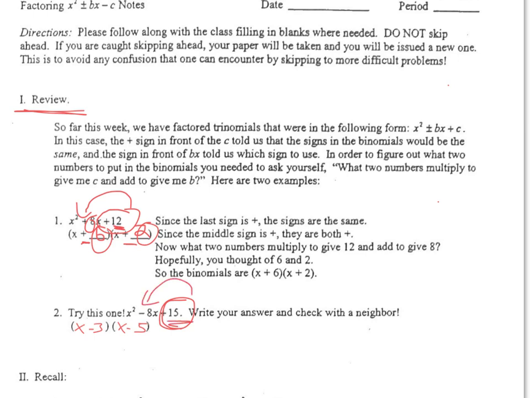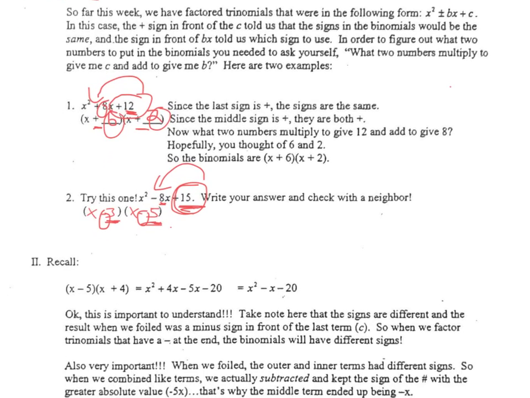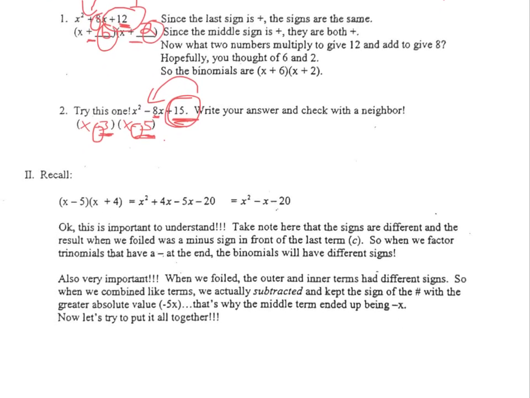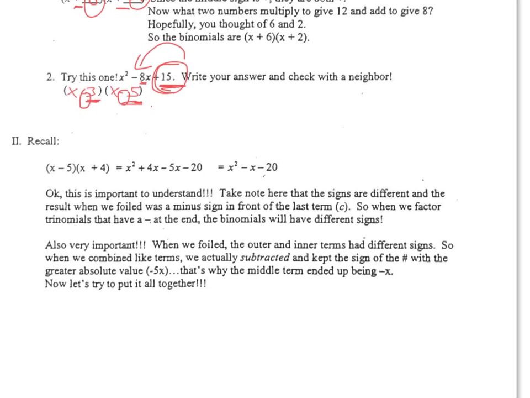So that's why these are both negative. And then to check it, if you add the -3 and -5, it gives us -8. And -3 times -5 gives us +15. All right, so all the ones we've done so far, you either got 2 positives in the binomials or 2 negatives. Now, okay, I'm just going to move this. The ones we do today, we're actually going to get mixed signs.